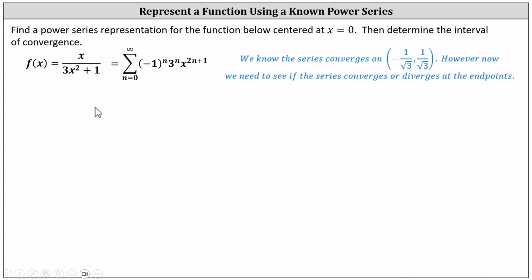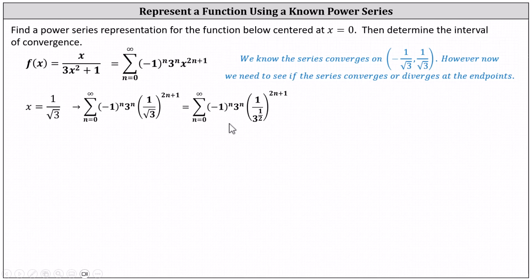Let's first consider x equals positive 1 divided by square root 3. To do this, we substitute positive 1 divided by square root 3 for x in the power series. For the next step, let's write the square root of 3 as 3 to the power of 1/2. And now let's apply the exponent of 2n plus 1 to the numerator and denominator of the fraction. Well, 1 to the power of 2n plus 1 will always be 1. And then for the denominator, we multiply the exponent of 1/2 by 2n plus 1, which gives us positive 1 divided by 3 raised to the power of n plus 1/2. Again, notice 1/2 times the quantity 2n plus 1 is n plus 1/2.